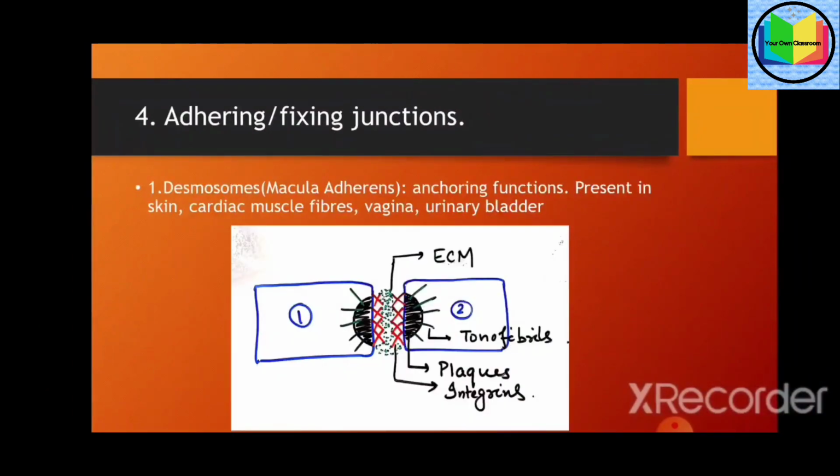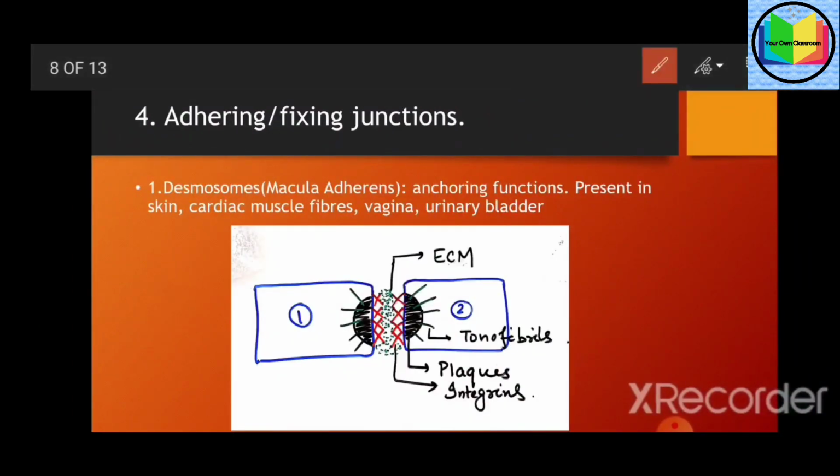This is called the adhering or fixing junction. From the name itself, it's very clear that it is the junction which allows two cells to stick to one another. It is of three types. The first one is called desmosome. It is also referred to as macula adherens. These names are very important. Macula adherens serves anchoring functions, meaning holding the cells in place. It is present in skin, cardiac muscle fibers, vagina and urinary bladder.